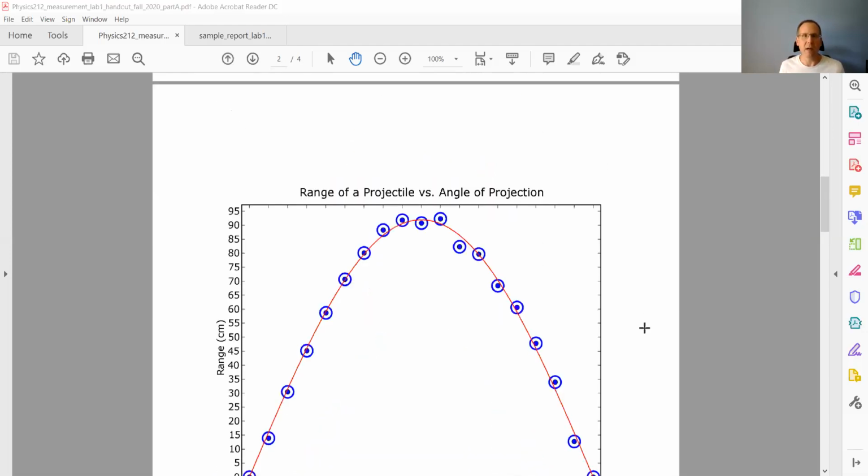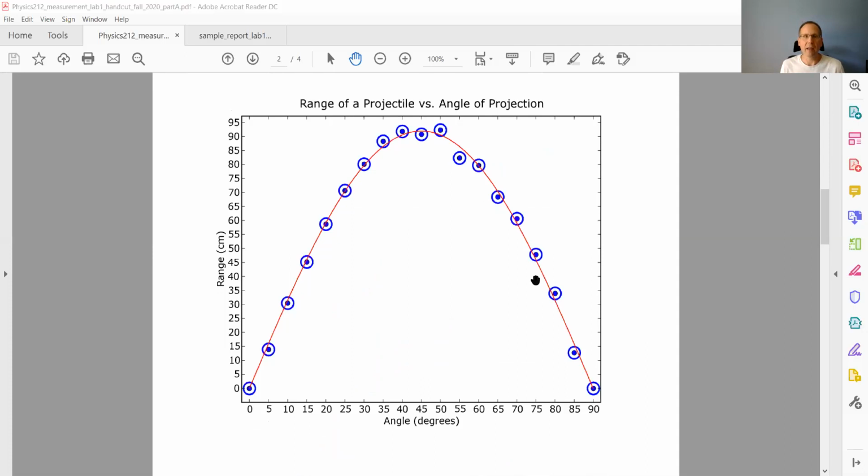This is a graph that's drawn much better, right? It has labels. In this case, I have range plotted on the y-axis, with units of centimeters, and angle plotted on the x-axis, with units of degrees. For the title, I could say range versus angle, which is sort of what I did here. I added a little bit to it, but it's the same thing: range of a projectile versus angle of projection. You could just say range versus angle, and that would be fine.